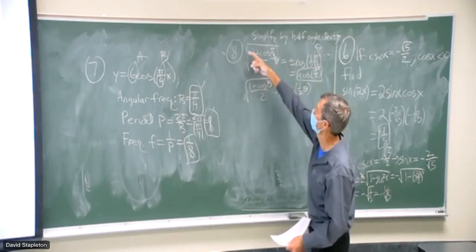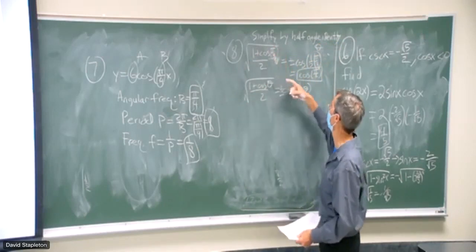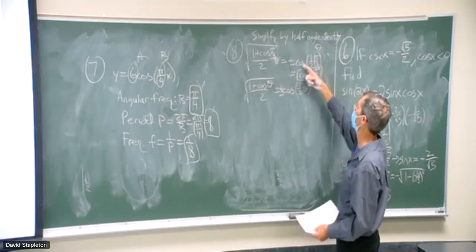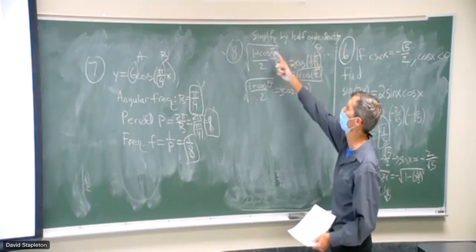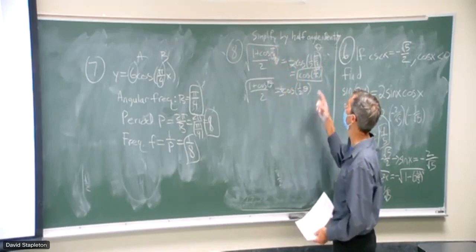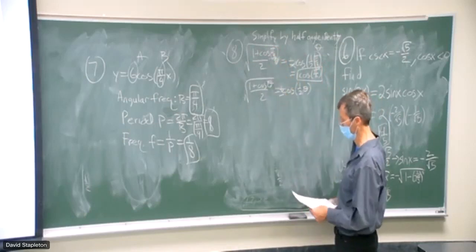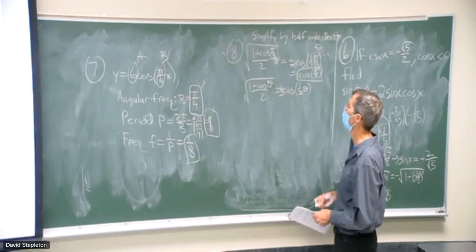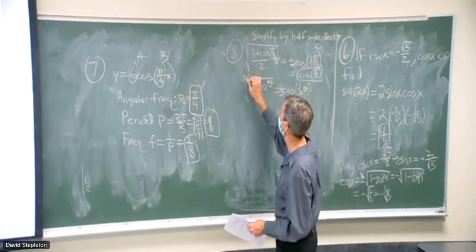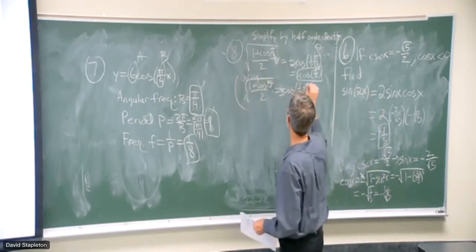Well, this one, square root means a non-negative number that has that square. Cosine pi over 6 is positive, so we have to choose the positive sign to make it positive. So cosine pi over 6 is the answer in that one. I said don't evaluate, so just leave it like that.